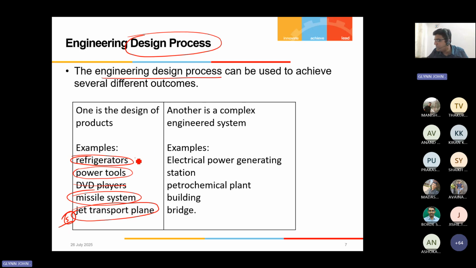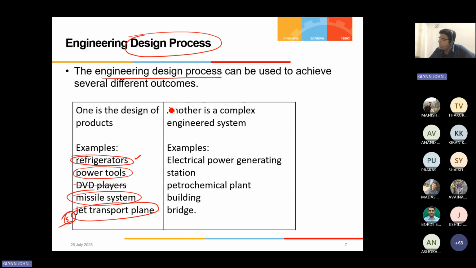Now, refrigerators, if they are developed by companies which are already manufacturing refrigerators, it will probably take anywhere from 3 months to 1 year, right, to come up with a new product. But if somebody new is starting to build a refrigerator, it will probably take even longer, right?